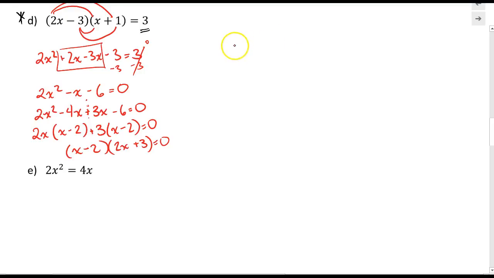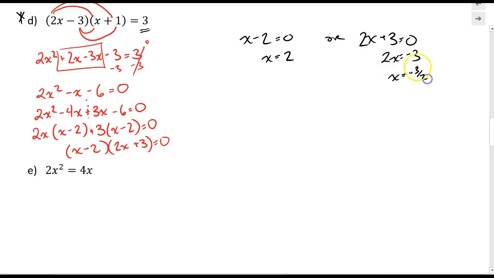And that's what I've been trying to do this whole time, is solve for x. So I'm going to use that a equals 0 or b equals 0 property. I'm going to take x minus 2 equals 0. So x would be positive 2. Or 2x plus 3 equals 0. Move the 3, gives me 2x equals -3. So x equals -3 halves. And those are my two answers. Again, I can plug and chug to check.